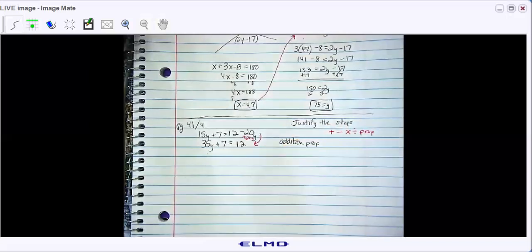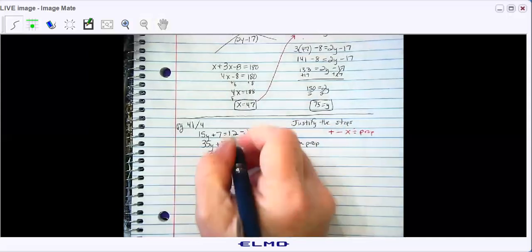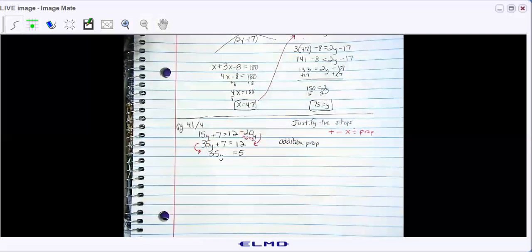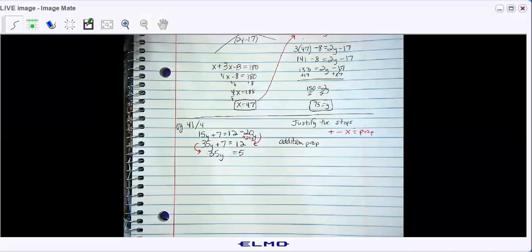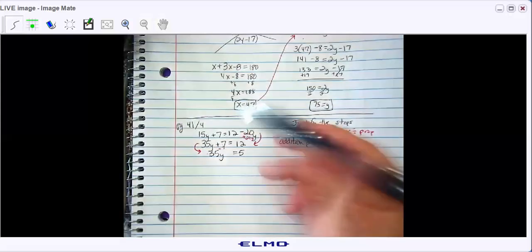Okay, the third line is 35y equals 5. So again, we're going to ask ourselves, what did they do to the second line to get the third line? So what's missing? The +7. Good. So they needed to get rid of the +7, so they subtracted 7 on both sides. So that is the subtraction property.